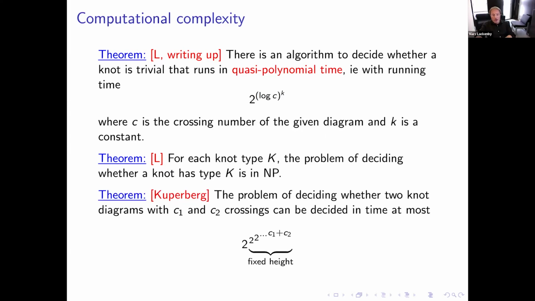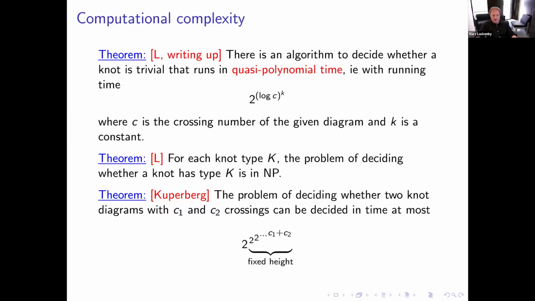What's known generally, though, the best known upper bound is due to Cooper-Berg. The problem of deciding whether two knot diagrams with C1 and C2 crossings are equivalent has running time at most 2 to the 2 to the C1 plus C2. But unlike previously, that tower of 2s has fixed height, probably height 5. In his proof, he doesn't specifically give you the height, but it seems that one can compute it, and it's probably 5. He actually used hyperbolic structures, in fact, so I'll talk a little bit about them shortly. So that's where we're at.